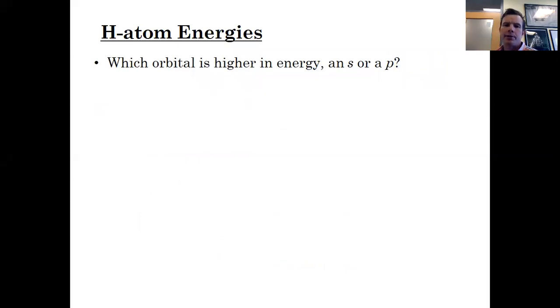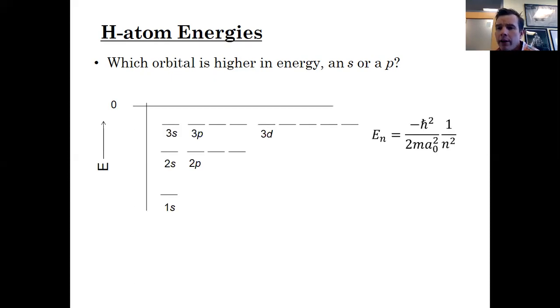A couple brain teasers. Which orbital is higher in energy, an S or a P? If you're anything like me, you're probably going to say a P orbital. P orbitals are higher in energy. But you have to think carefully about this in hydrogen. There's my energy level diagram. In hydrogen, the S and P orbitals are degenerate. The energy only depends on n. And this has a number of important consequences.